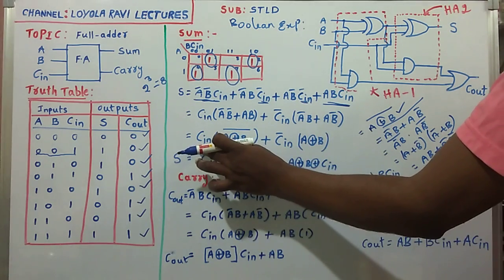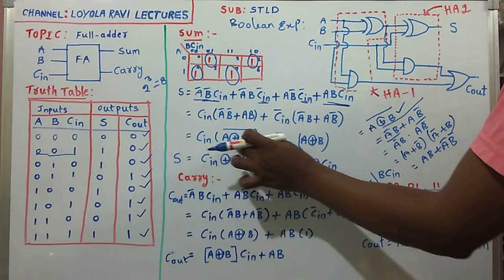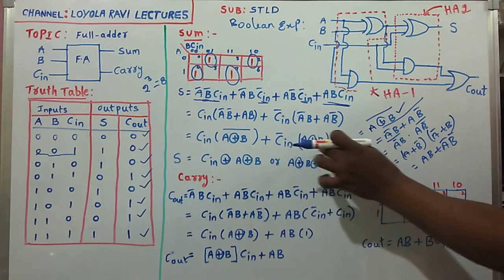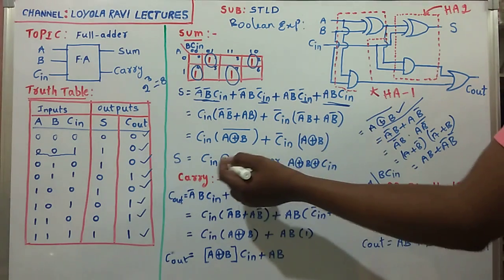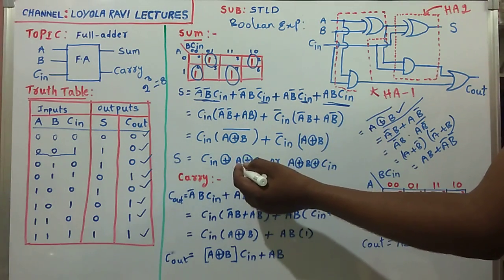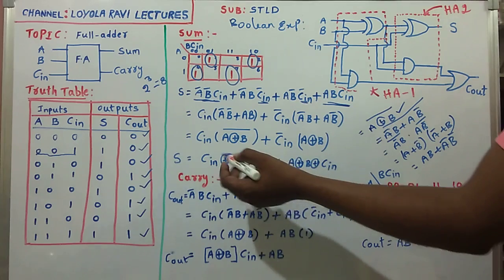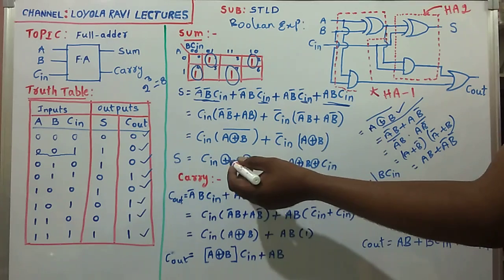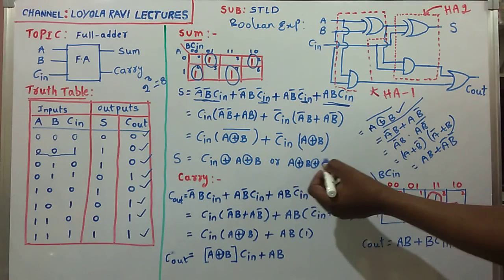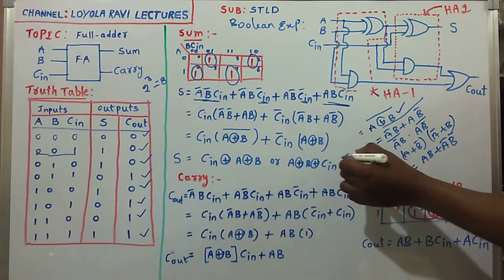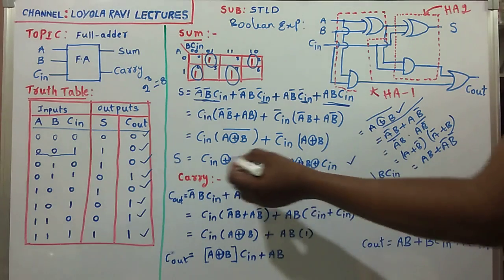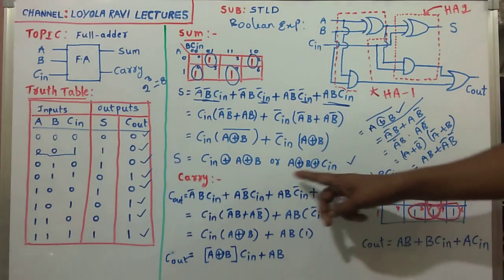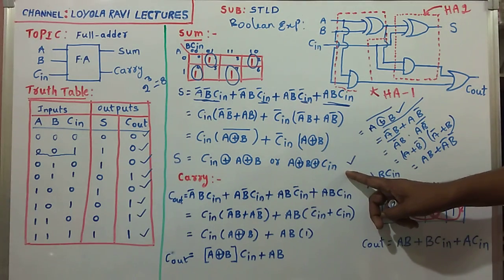Let us consider this is A, this is B. This A XOR B is B, then A B bar plus A bar B. That's why A XOR B XOR C. Otherwise maybe C in XOR A XOR B. It may also be written as A XOR B XOR C in. Okay, this is the simplification. So sum is A XOR B XOR C in.